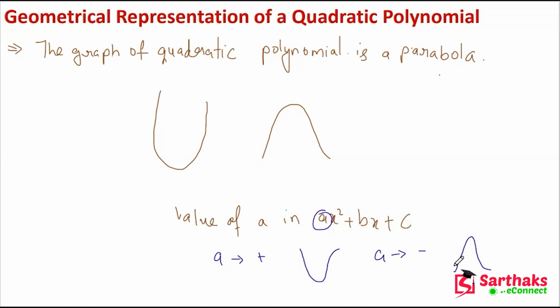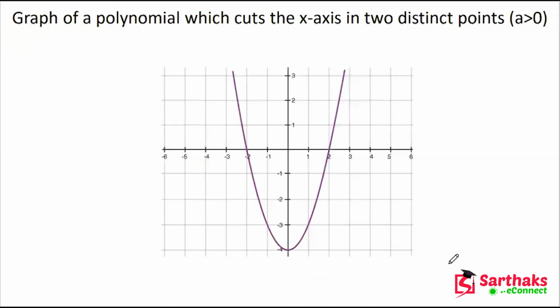So here is the graph of a polynomial which cuts the x-axis in two distinct points. Here a is greater than 0, which means a is positive, and for positive a the graph opens upward. So it looks like this. This is the parabolic graph of quadratic polynomials. Okay, I hope you get this point. Now let's move on.